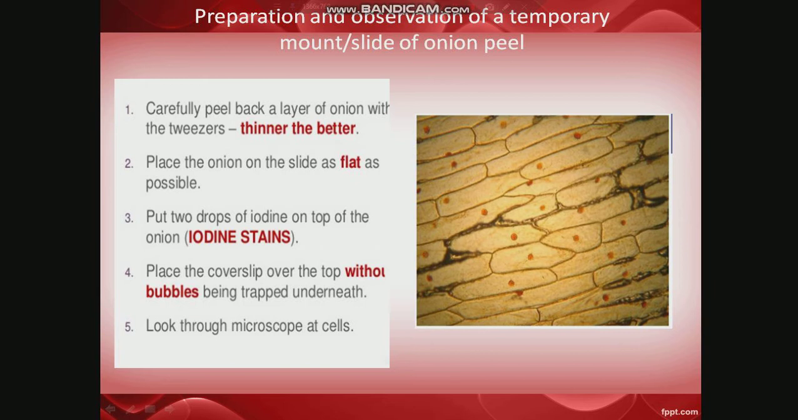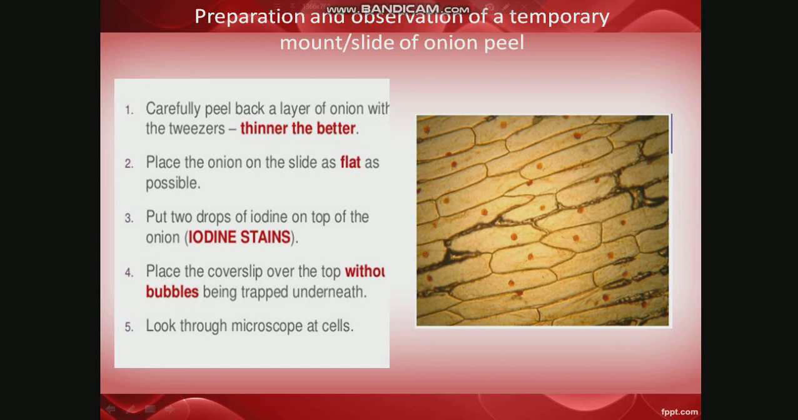So the steps we have to follow are: please select a good onion bulb and carefully peel back a layer of onion with the tweezer. Tweezer is nothing but a small device which is used to separate layer by layer, and that too thinner and thinner layers. And if your layer is thinner, the result will be better. And place the onion on the slide as flat as possible.